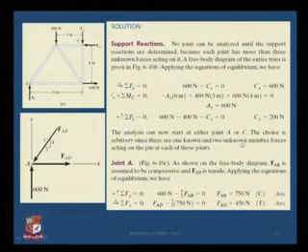Now for this case, I have solved the support reactions at point A and at point C. If you see, at point A I have two unknowns. At point C, I again have two unknowns. So I can solve either of those first. I am taking joint A to be solved first.